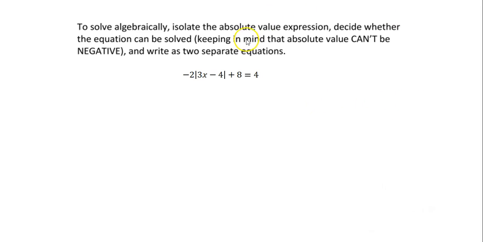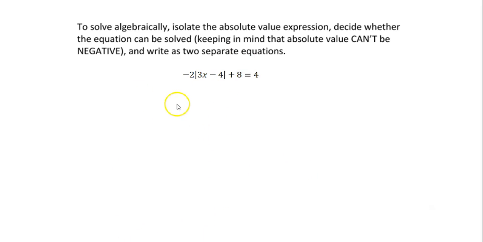So what about algebraically? This is going to be more efficient. It'll be neater and more precise, because with graphs, sometimes those things get a little messy and take a lot longer to write out. But algebraically is pretty nice here. To solve algebraically, we're going to isolate the absolute value expression and then decide whether the equation can be solved, keeping in mind that an absolute value can't be negative. Then we're going to write it as two separate equations. Saying that out loud right now might be confusing, but once we get there, it should become pretty clear.